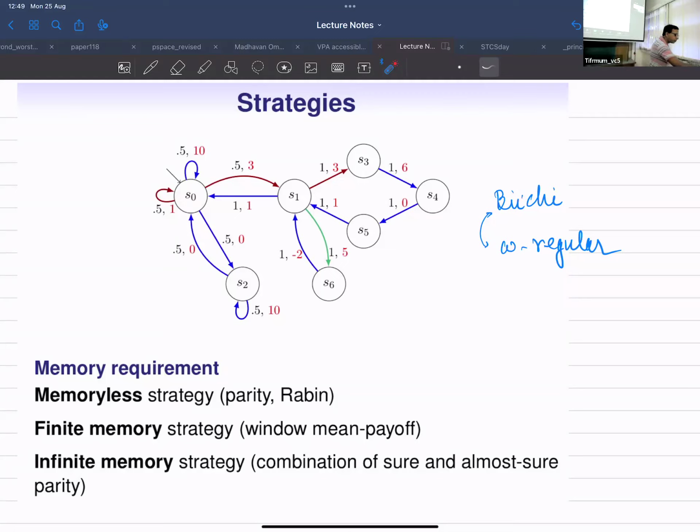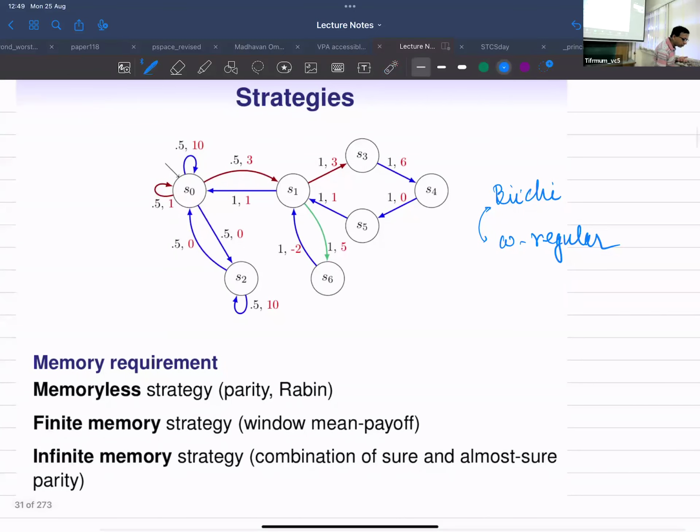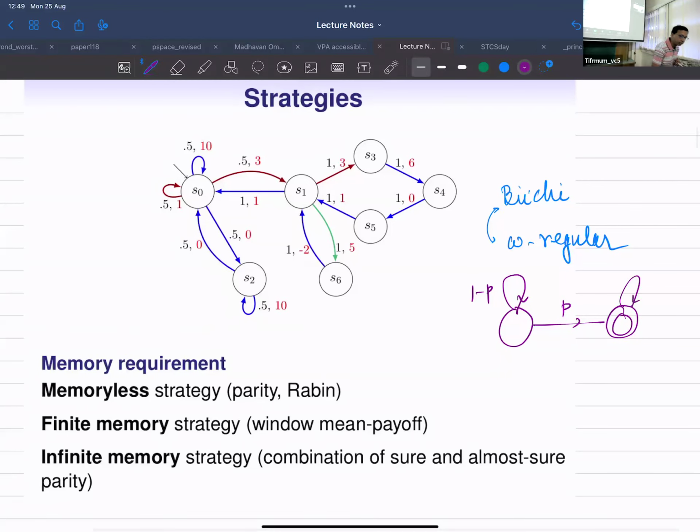Right, right. So I'm just trying to reiterate that. Suppose you have something like this, and you have P here, and here you have a probability 1 minus P. So this is an example of a Markov chain. Maybe you have a self loop here, again with probability 1. So what is the probability of reaching S2 from S1?